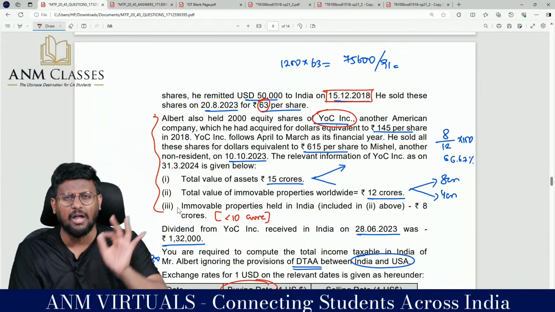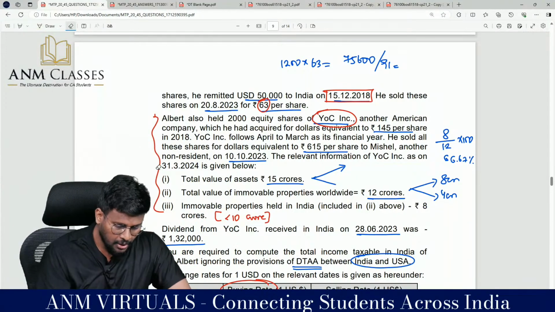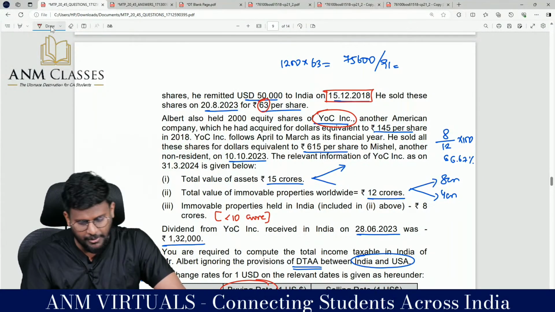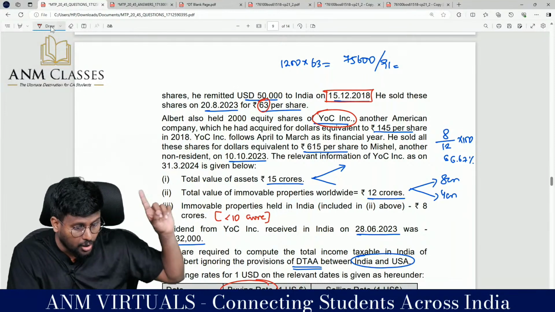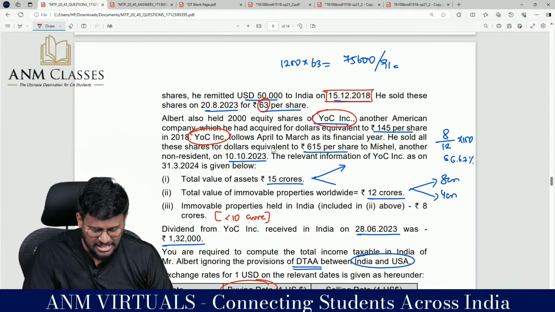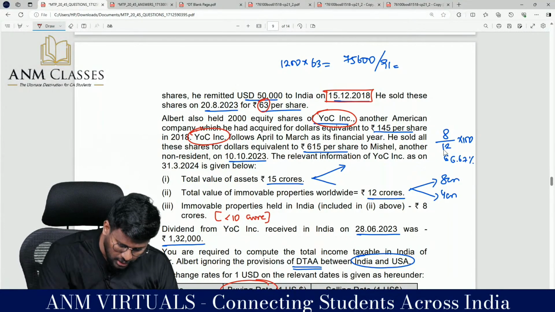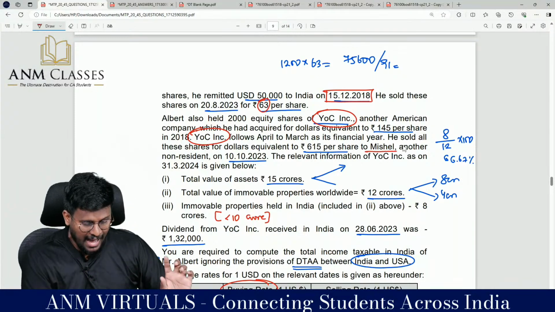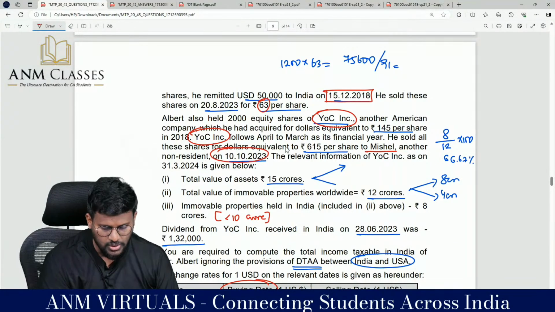The same part they have repeated once again, which he has acquired for dollar equivalent to 140 per share. York Incorporation follow April to March as its financial year. He sold all the shares for dollar equivalent to 615 per share to Michelle, another non-resident, on 10/10/2023.